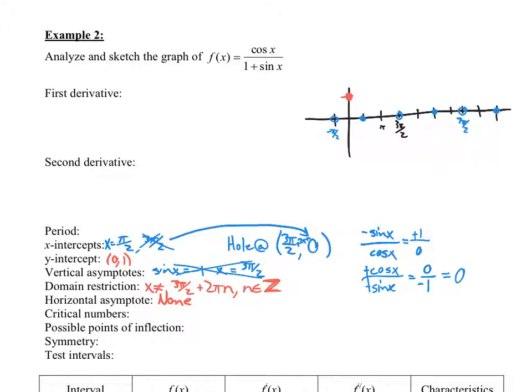Many critical numbers. What's our period going to be? How often is this going to repeat? Oh, okay. It's going to be 2 pi. How do you know it's going to be 2 pi? Well, because we're dealing with sine and cosine, and notice here it's still cosine of x and sine of x, divided one by another. So both of those have a period of 2 pi, so it's going to repeat every 2 pi.